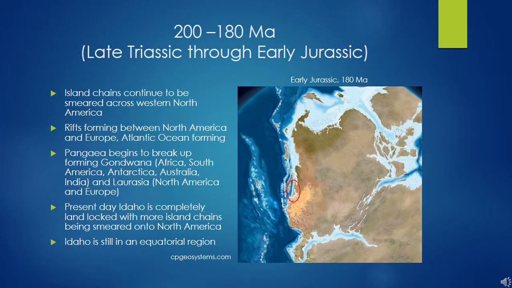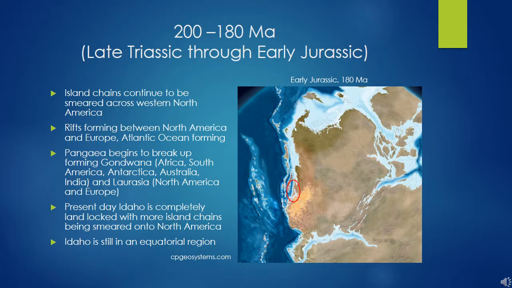Okay, so here we are 200 million years ago, cruising into the late Triassic and early Jurassic periods. This particular slide is starting to show the Atlantic Ocean forming. You've got the island chains really starting to smear onto the western coast of North America.